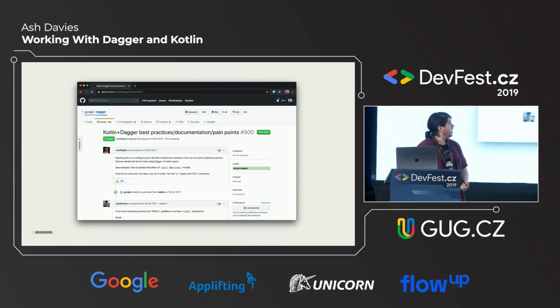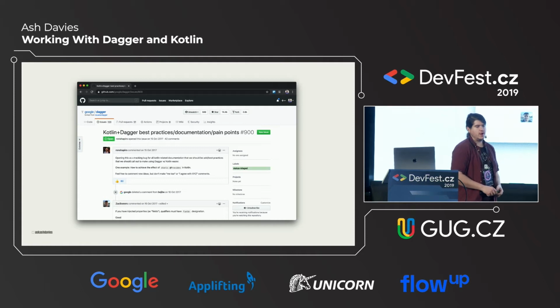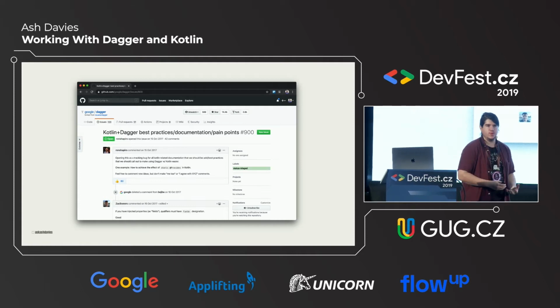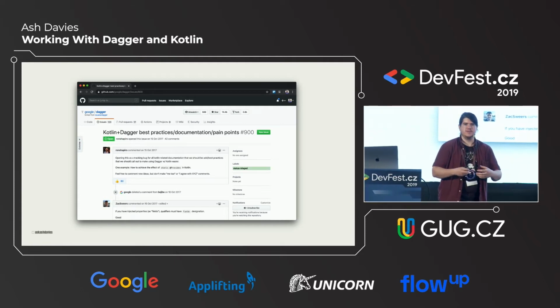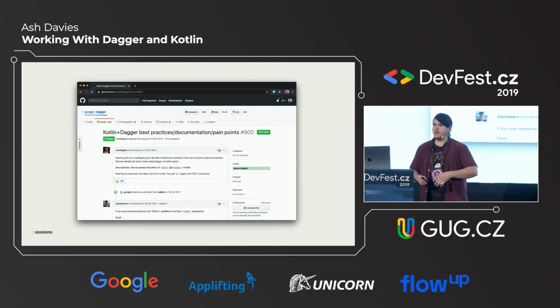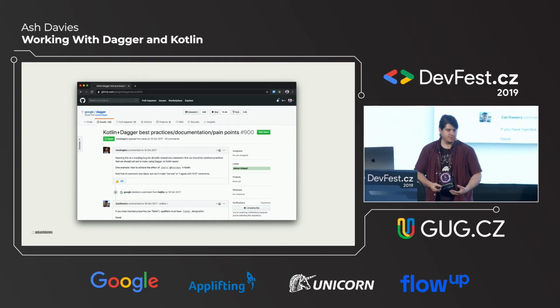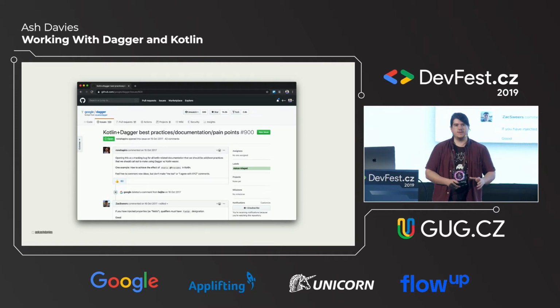The changes in particular are these Kotlin and Dagger best practices. So this issue opened up on GitHub a little while ago about how people use Dagger with Kotlin and some of the pain points, some of the difficulties that people have, and how these can be alleviated and improved upon. There's a very active conversation going on here, and there's active work going on behind the scenes as well.